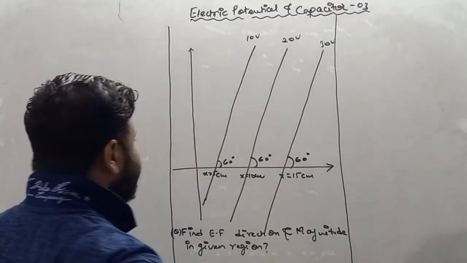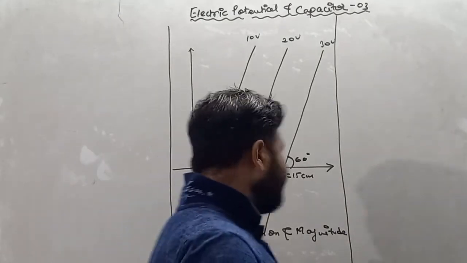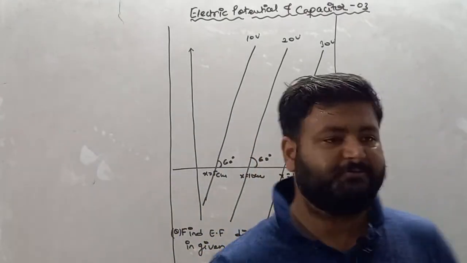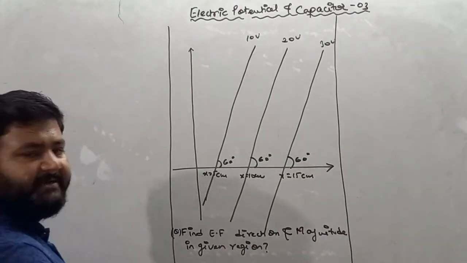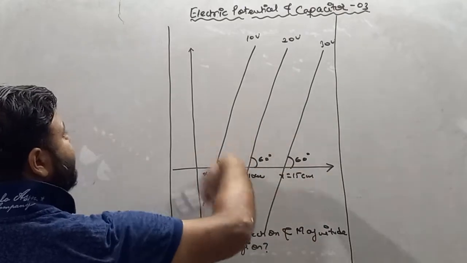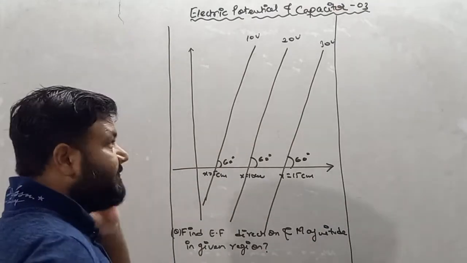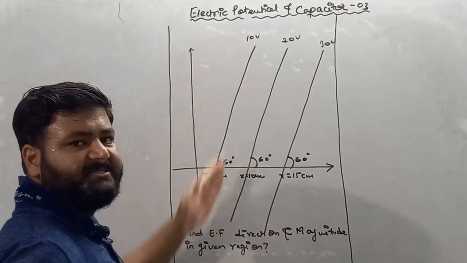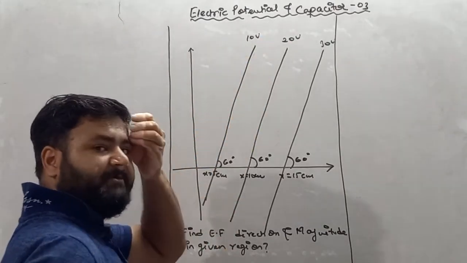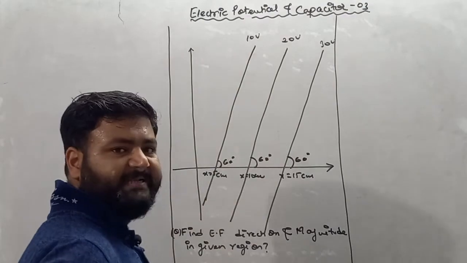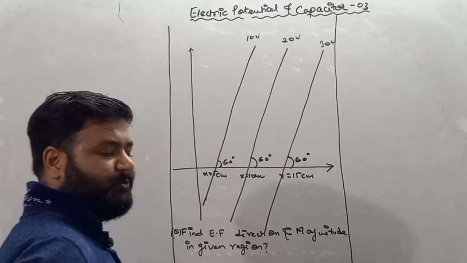This is the numerical in which they are asking us to find the electric field, its direction and magnitude, in the given region. In the question, this is the y-axis, this is the x-axis, this is a plane equipotential surface having potential 10 volt. This is another plane equipotential surface having potential 20 volt. This is another equipotential surface having potential 30 volt.